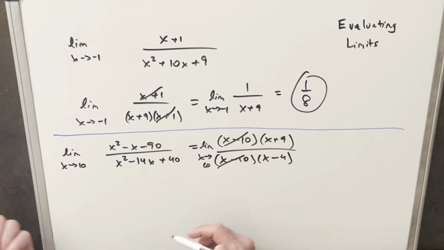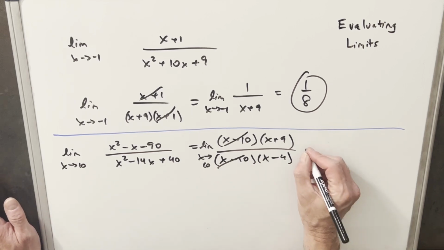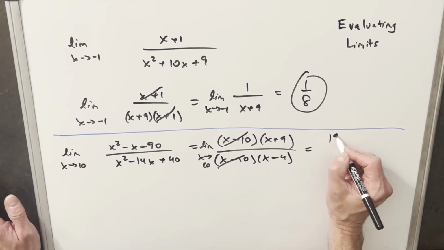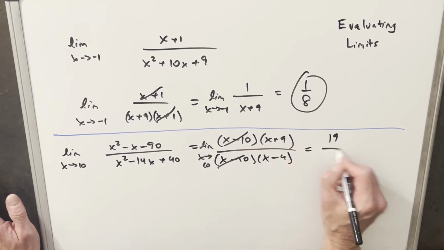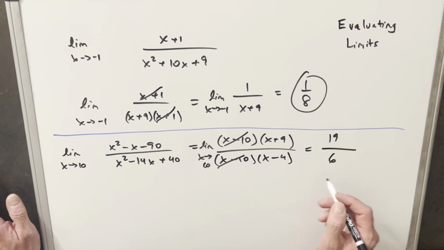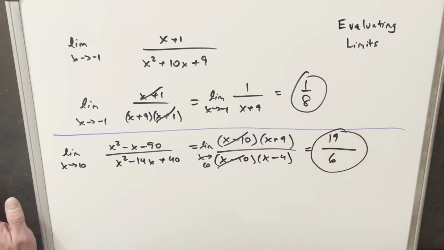So now we're not dividing by 0 again. This is going to help. So then we'll plug in, let's evaluate it at 10. We're going to end up plugging in 10 here. We're going to have 19 in the numerator and 6 in the denominator. And that's just going to give me a limit of 19 over 6.